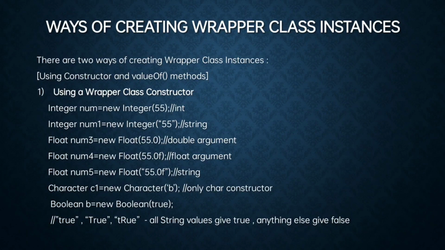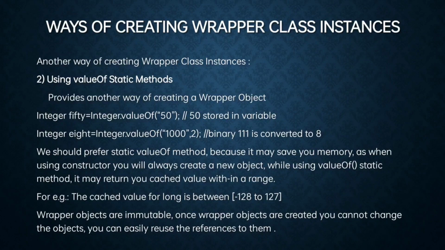So now we'll see how to create wrapper classes by the second method. Another way of creating a wrapper class instance is using valueOf static methods, which provide another way of creating wrapper objects. Let's take an example. Integer 50 equal to Integer.valueOf(50). So 50 will be stored in a variable. Integer 8 equal to Integer.valueOf("1000", 2). So binary 1000 is converted to 8. The value 2 is the base 2.